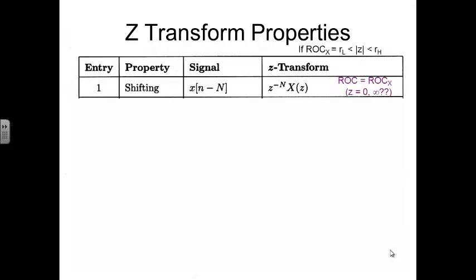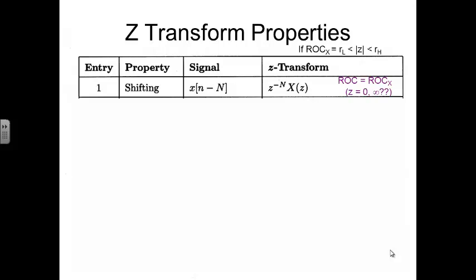This is on the old set of notes, so we're just finishing up the last few slides there. And the way this table is set up is we have the property, and we have an assumed signal that starts off as x of n, our time signal. In these tables we assume the Z-transform of x of n is X of z, and then we see what happens if we modify that signal somehow. Let's see what effect that has on the transform.